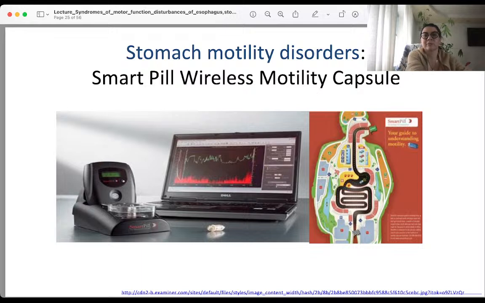This is how the SmartPill wireless motility capsule looks. It is a capsule like a big tablet that contains two parts. The external part is a capsule which is individual, of course, for any patient, and the internal part has the sensors and a camera that record and send information to the computer or smartphone of the doctor. The patient just swallows this capsule and all these parameters are recorded while the capsule goes through the GI tract of the patient.